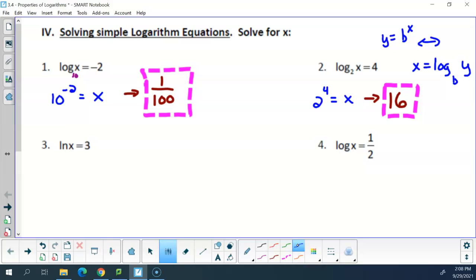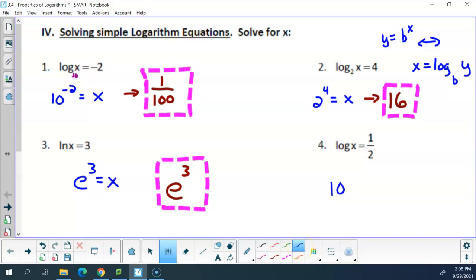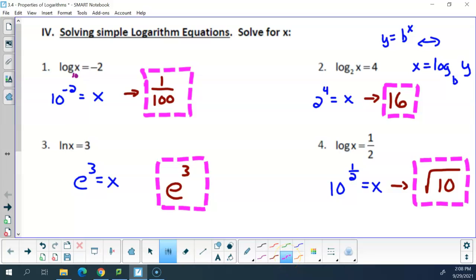Natural log has a base of e. When we're dealing with bases of e, we just leave it in terms of e. Base of 10, exponent of the 1/2 power, so that is the square root of 10. Questions, comments, concerns, clarifications?